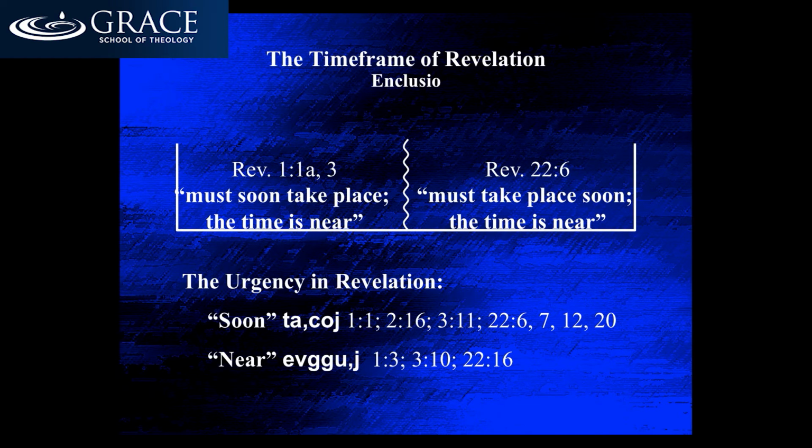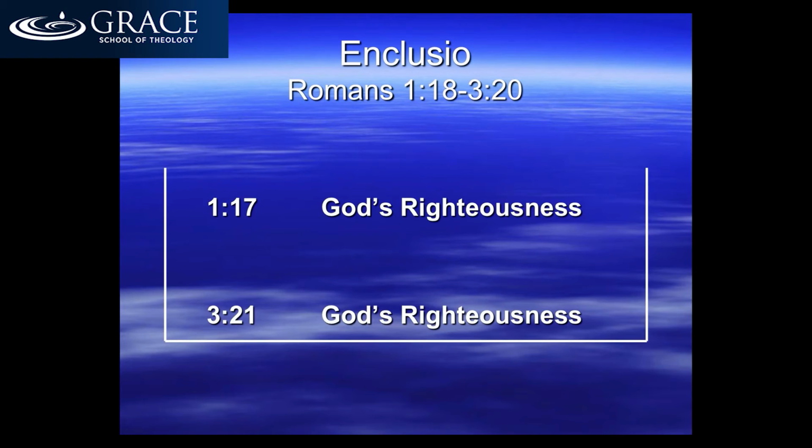Well, when we come to the Bible, we see this as well. Revelation, the book of Revelation, chapter 1. These things must soon take place. The time is near. How does the book end? These things must take place. The time is near. That's an inclusio. It is meant to remind us of what took place. Also, the words soon and near are found repeatedly in the book of Revelation, which kind of pushes us forward. Or in the book of Romans, we see God's righteousness in 1:17, bracketed with God's righteousness in 3:21.